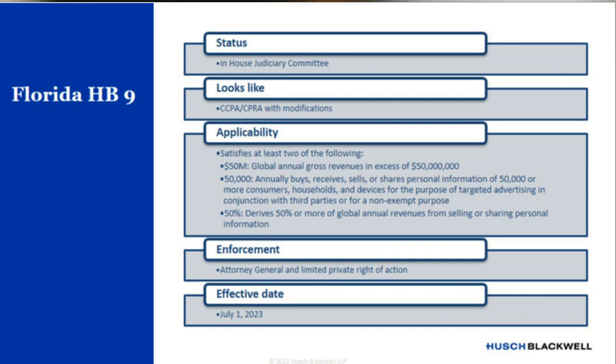And before we move on, a couple of things I just want to note about that second 50,000 threshold. First, it includes businesses that receive or share personal information, so the scope is broader than requiring that a business actually buy or sell the information. And second, it's not just targeted advertising that could subject you to the law, but also if you're using the information for a purpose that doesn't fall under an exemption.